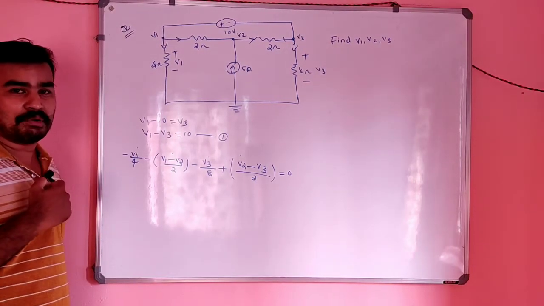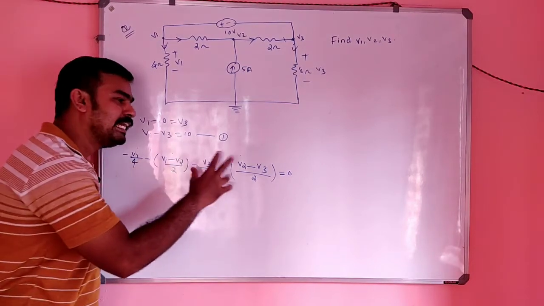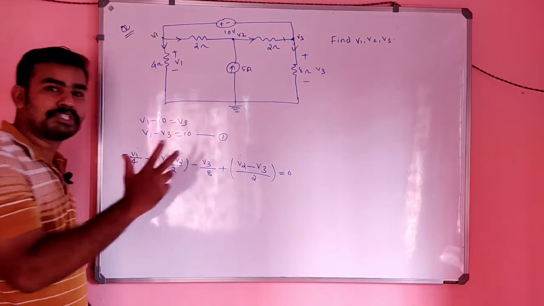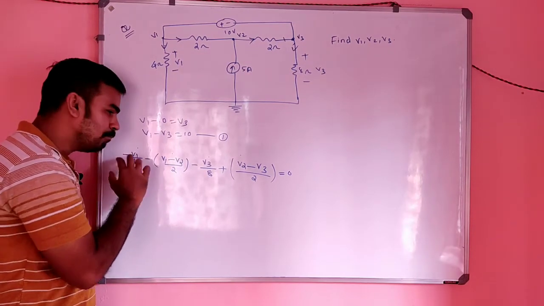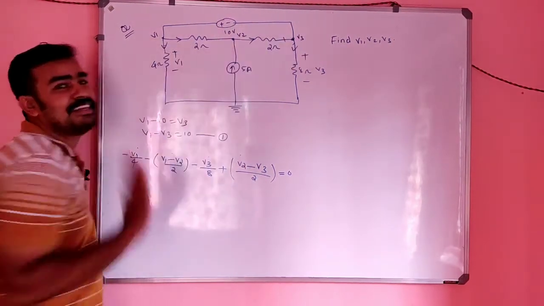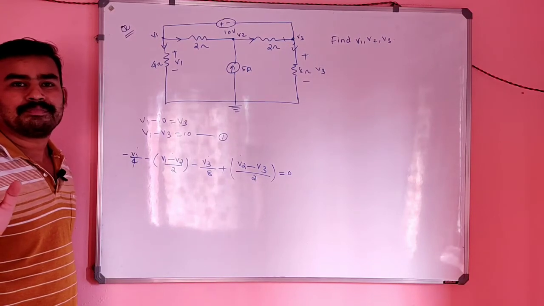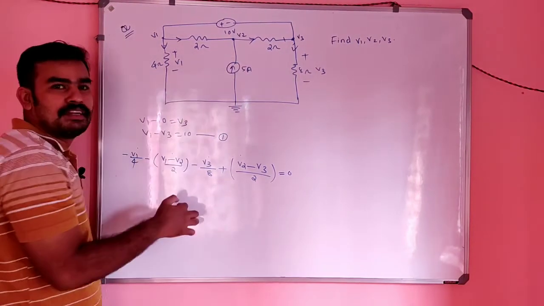So compare it with the previous question, no? The same way we have done. We have combinedly written the equation for V1 and V2 in the previous case. Now also we combinedly write the equation for V1 and V3. Simple. You have to combinedly write the equation.